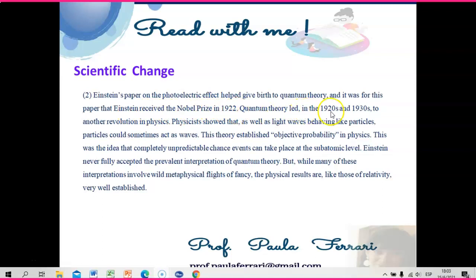Quantum theory led in the 1920s and 1930s to another revolution in physics. Physicists showed that as well as light waves behaving like particles, particles could sometimes act as waves. This theory established objective probability in physics. This was the idea that completely unpredictable chance events can take place at the subatomic level.